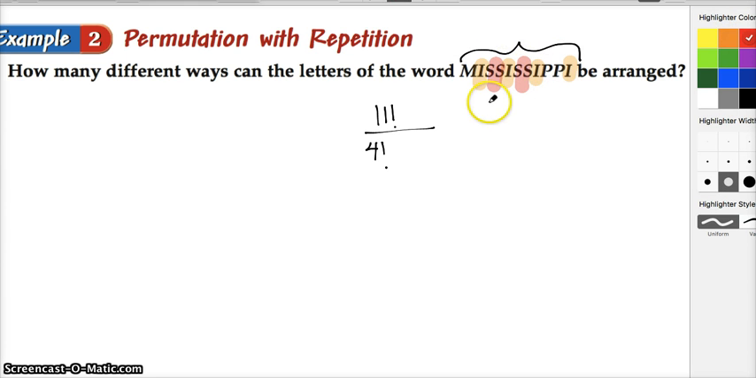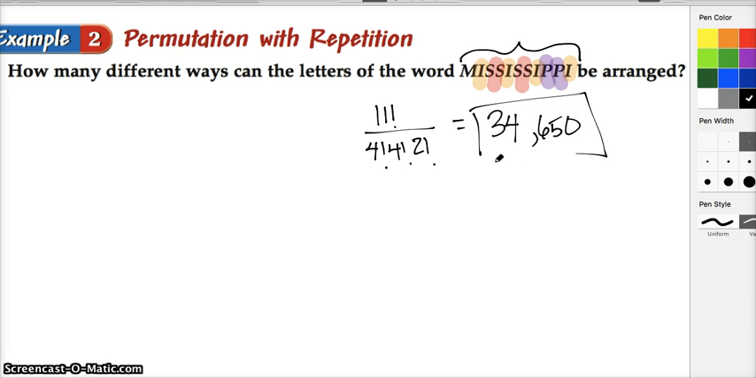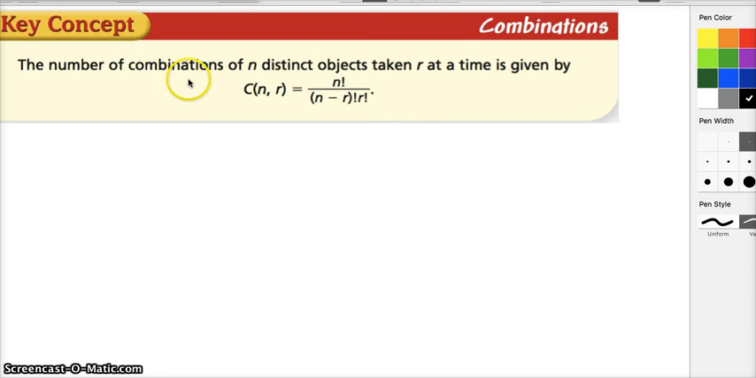There's 4 of those. So I would put 4 factorial, divide out by 4 factorial. So I'm dividing out all those repetitive things where those S's are mixed up, but it doesn't make for a distinct, different set of letters. And then finally, I'm going to highlight the P's because there's 2 of those, and 2 factorial will take care of that. And so when we plug it into our calculator, because it's a lot, we would get that there are 34,650 different ways to arrange these letters distinctly. Okay?